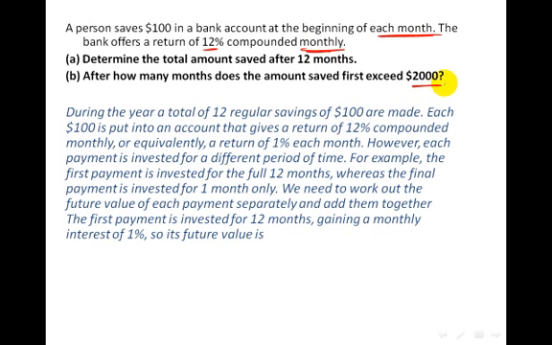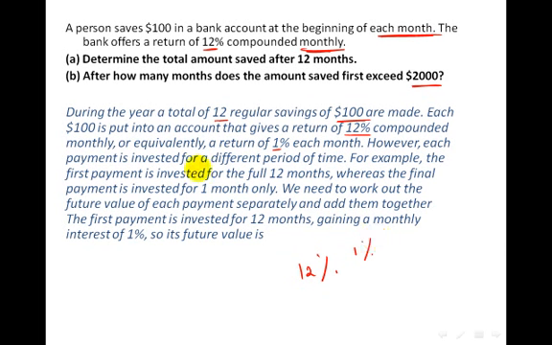Okay, to help you understand the question more, here we have a note saying during the year a total of 12 regular savings, which is $100, are made. Each $100 is put into an account that gives a return of 12% compounded monthly, or equivalently a return of 1% each month. That means if you have 12% in a year, and if the compound is monthly, that means 1% will be for each month.